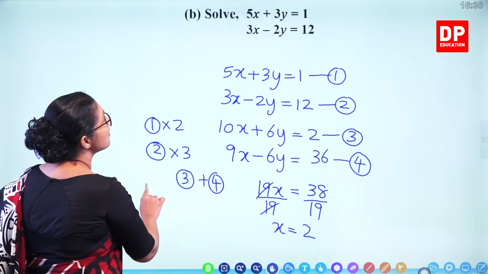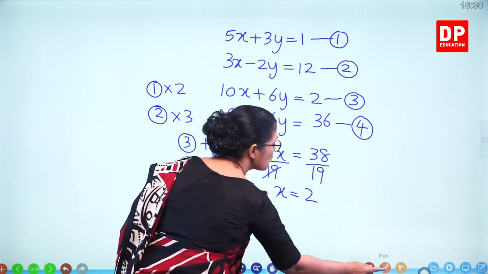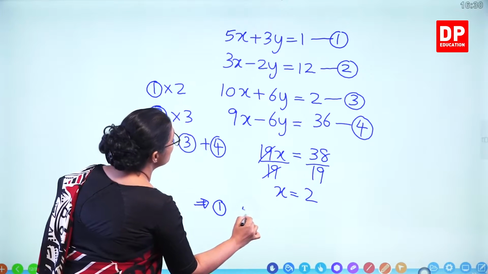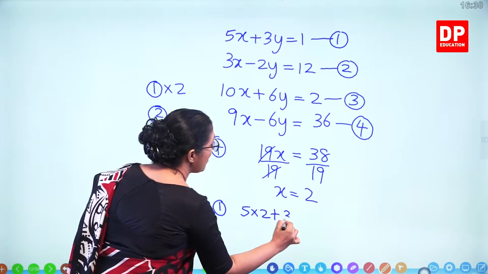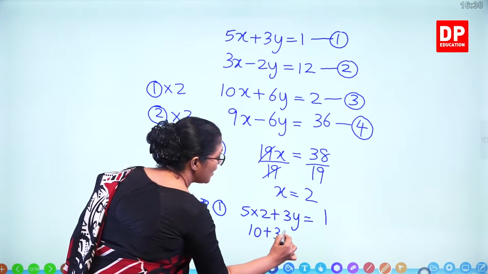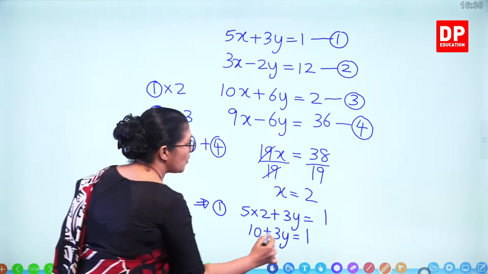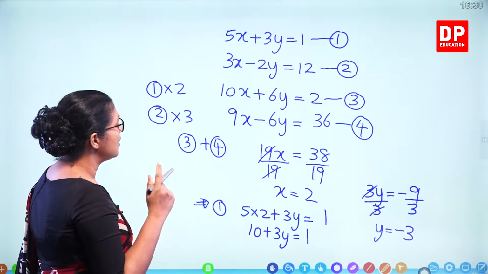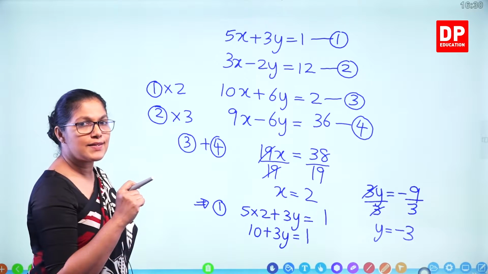After you find x, you have to find out the y value. Take one of the equations and substitute. So, we'll take the first one. First equation, x equals 2. So, 5 times 2 plus 3y equals 1. So, 10 here plus 3y equals 1. So, what is 3y? 3y equals 1 minus 10, minus 9. Divide by 3. Y equals minus 3. So, x equals 2 and y equals minus 3.